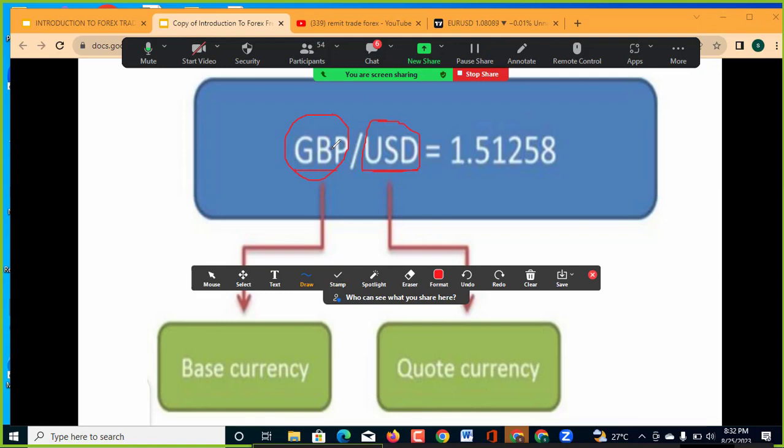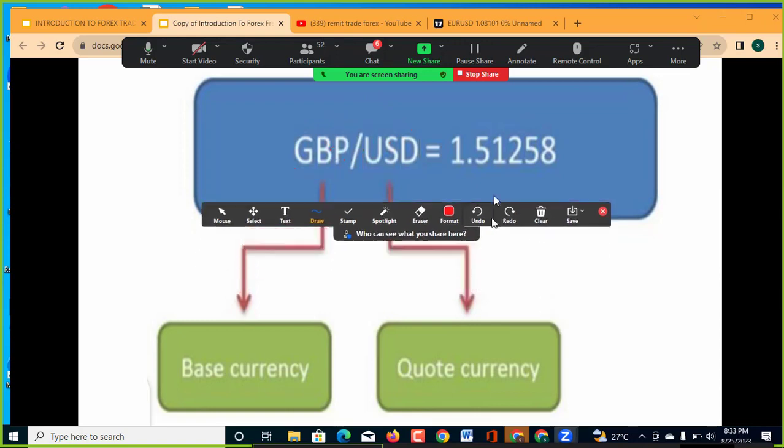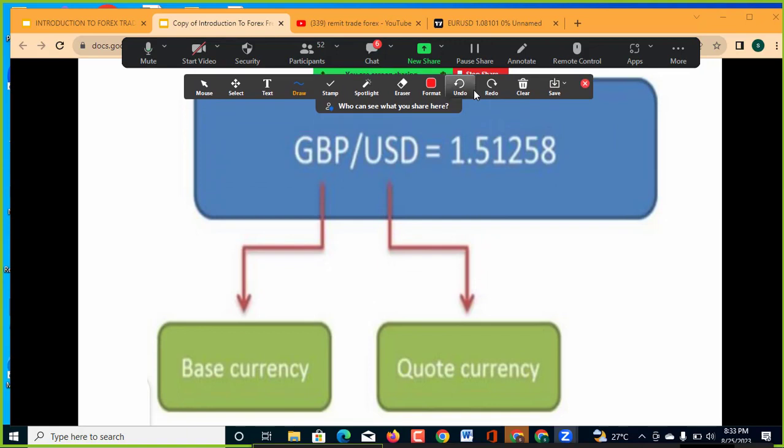You don't trade a single asset in the currency market, unlike the stock market. When you're trading the stock market, you can trade Apple stock alone, you can trade Tesla stock alone, you can trade Facebook stock alone, you can trade any other stocks alone. But when it comes to currency, they are traded in pairs. The reason is because you need this currency to buy this, and you need this currency to sell this. This is very important. So please take note of this currency pair quotation.